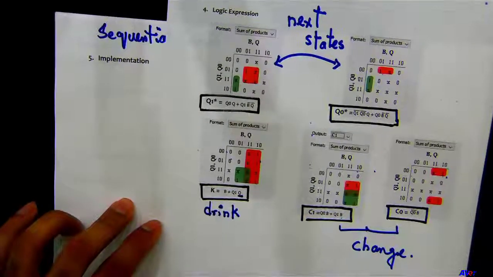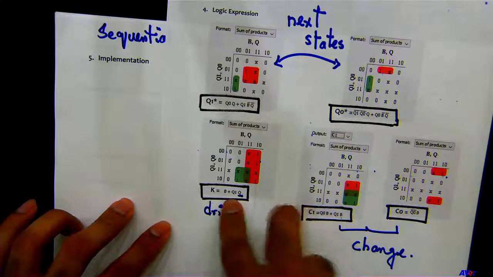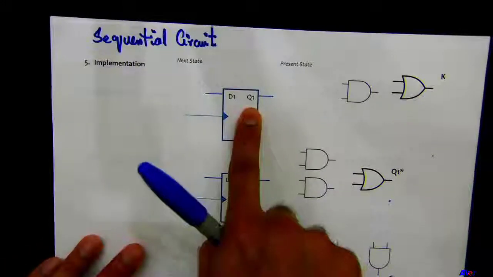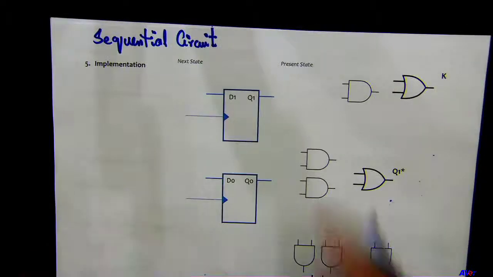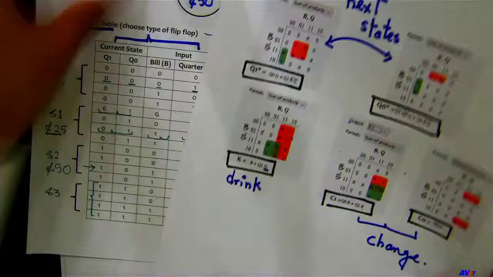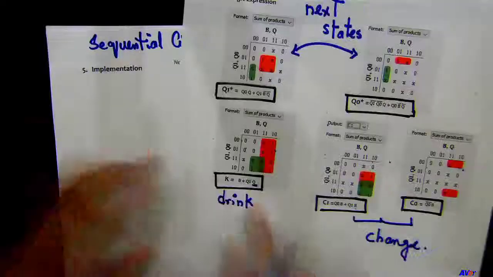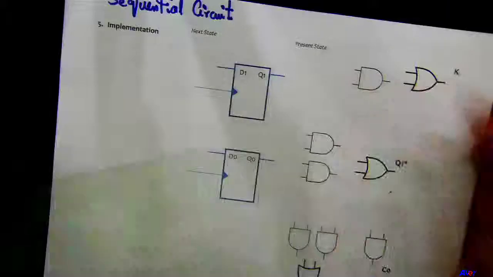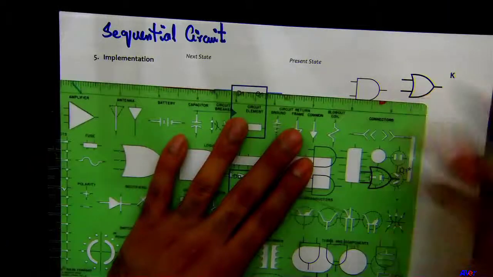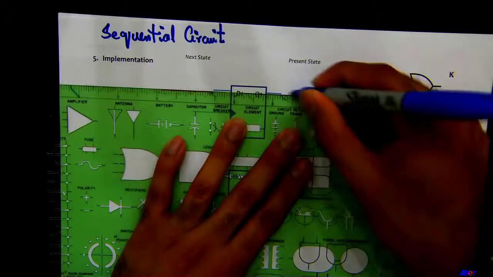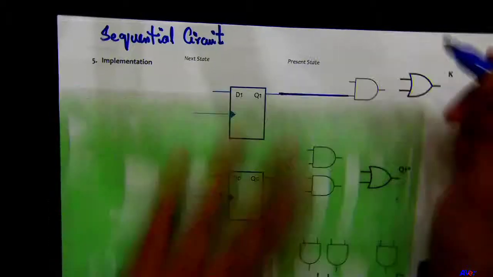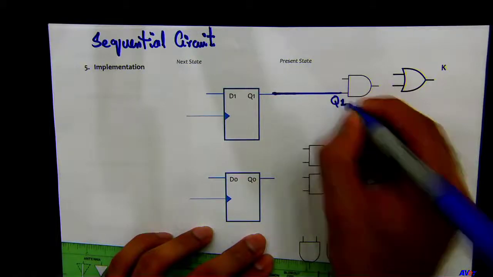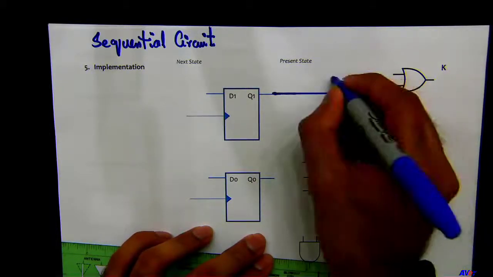B is the bill, correct? So two, and what is your Q1? Your Q1 is right here, okay? All right, so looking at the expression, we got Q1·Q. So I will just simply connect Q1 with this AND gate right here. Okay, and this is my Q1. And this is going to be my Q.